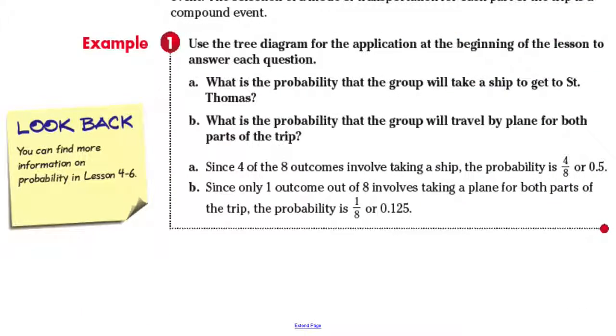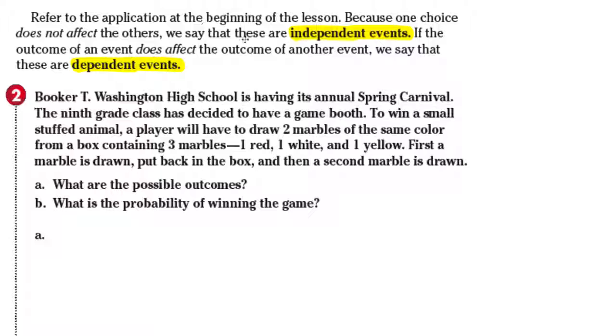Now let's refer back to the original lesson, the beginning of the lesson. Because one choice does not affect the others, we say that these are independent events. If the outcome of an event does not affect the outcome of another event, we say that these are dependent events. Again, a review from what we did last year in terms of probability of independent and dependent events.